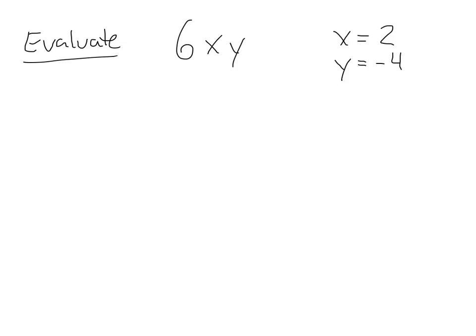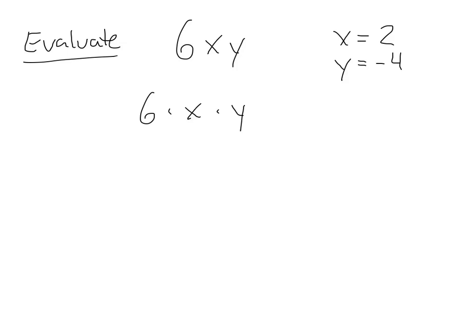All right, so what we're going to do here is evaluate 6xy when x is 2 and y is negative 4. And as we're doing that, we're going to discuss what properties we're actually using. So 6xy really means 6 times x times y, so that probably tells me whatever property or properties I'm going to use are going to be of multiplication.